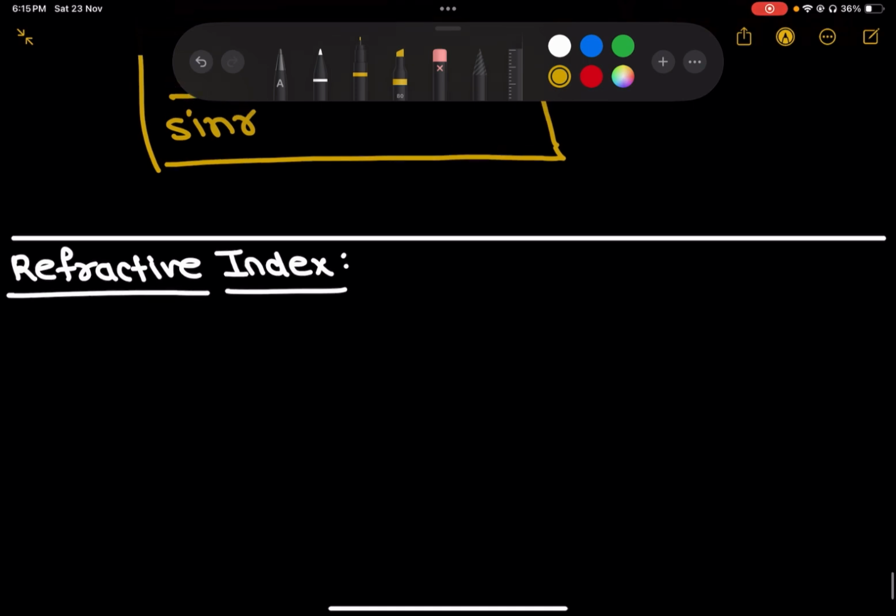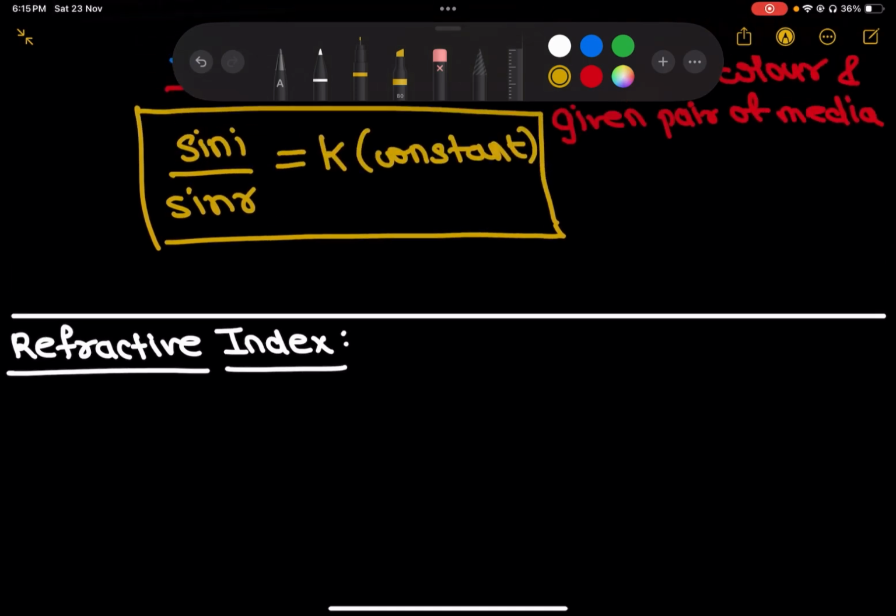Basically, one more way to express it: this K which I just told you, the constant, is the refractive index. The K is the refractive index of a particular pair of media.